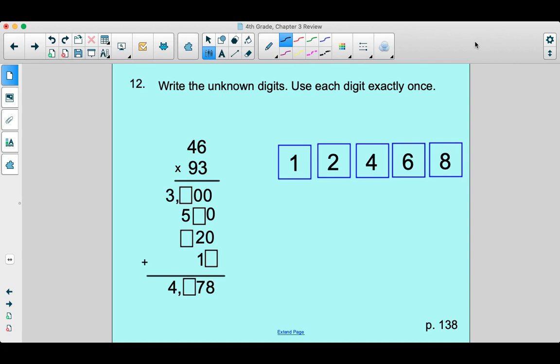All right, so 46 times 93. Well, the largest number here is this number. So it's probably going to be representing our 40 times our 90, right? What is 40 times 90? Well, 40 times 90 is 3,600 because 4 times 9 is 36. All right, and then we have our basic fact, and then we add our 2 place values.